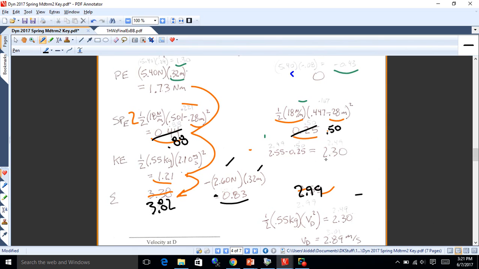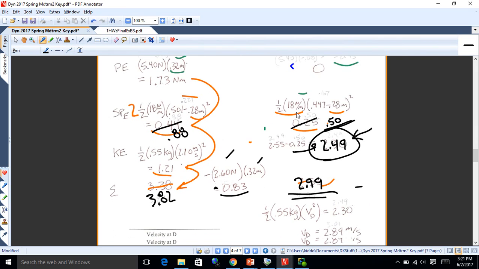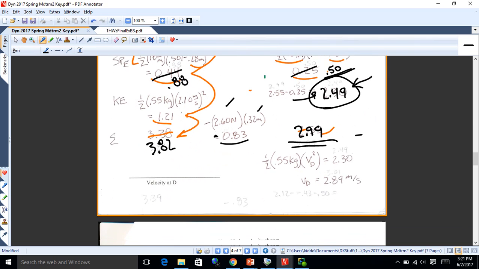This is 0.5 here, so the spring energy then is 2.3, I think it is. My key's a little bit messed up. 2.49, no, it's 2.49. There we go. Okay. So the leftover, so what we're doing here, we're taking the total energy, the 2.99, subtracting off the spring energy, which is 0.5, and that gets us to 2.49. Okay, so 1/2 times the mass times the unknown velocity squared is 2.49. So the velocity is 3.01 when you finish up. Okay.